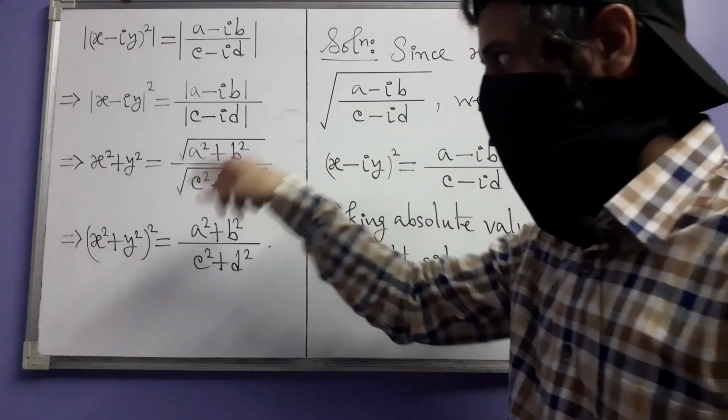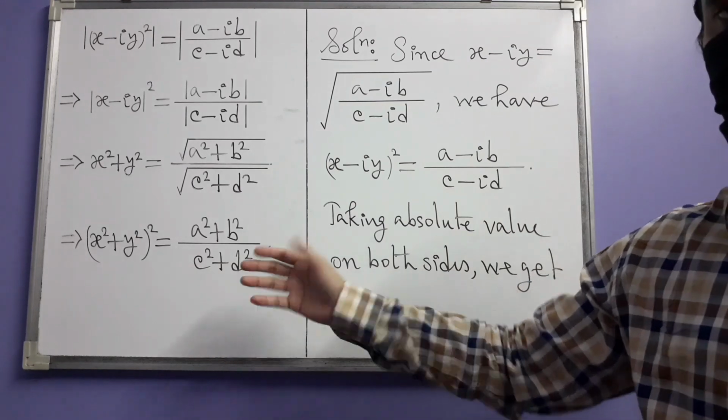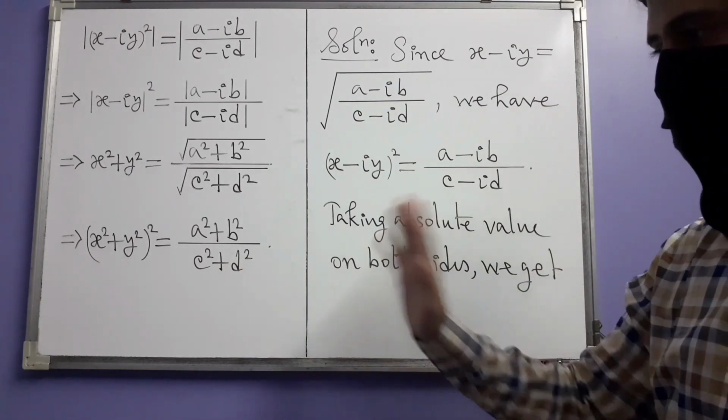And then once more you take square on both sides. That finally gives you this equality. So that's how it is proved.